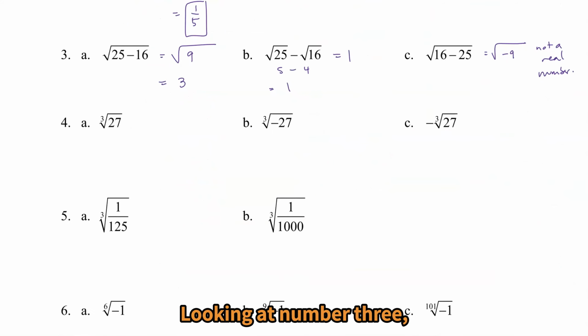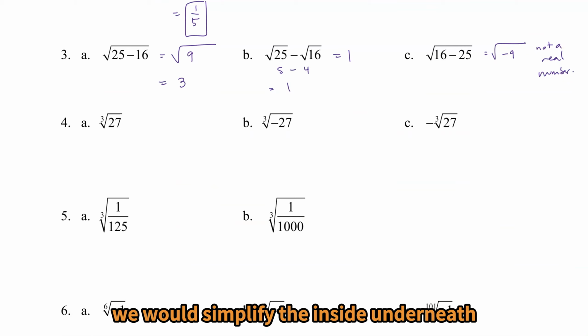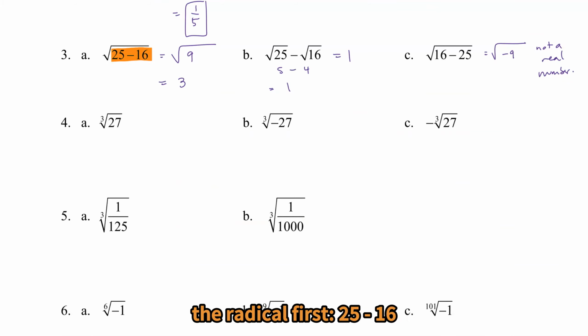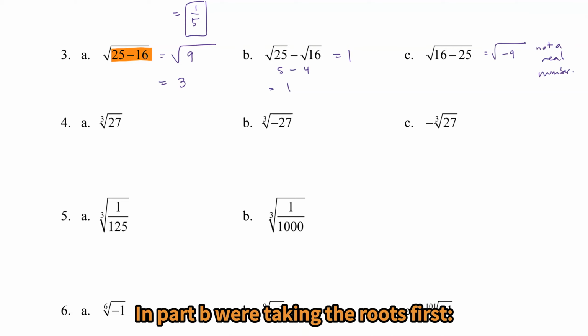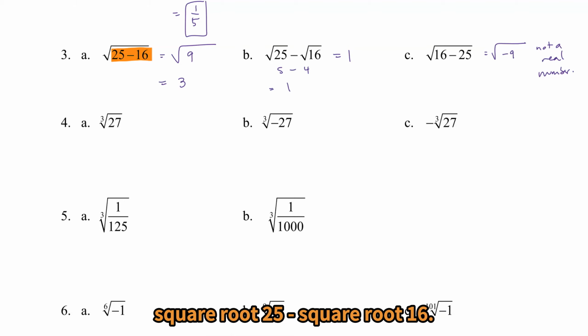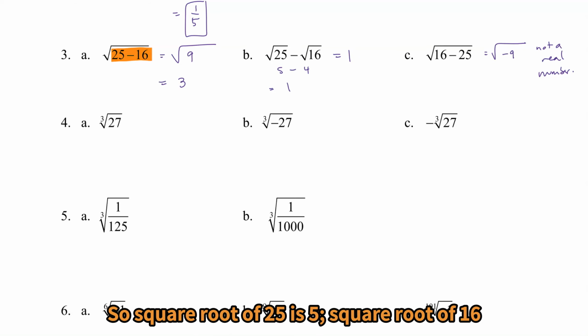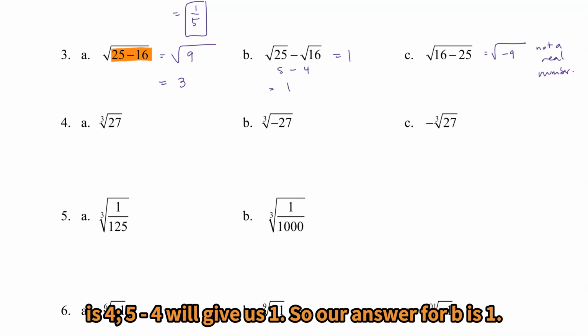Looking at number 3, we would simplify the inside underneath the radical first. 25 minus 16. 25 minus 16 is 9. Take the square root, we'll get 3. In part B, we're taking the roots first. Square root 25 minus square root 16. So square root of 25 is 5. Square root of 16 is 4. 5 minus 4 will give us 1. So our answer for B is 1.